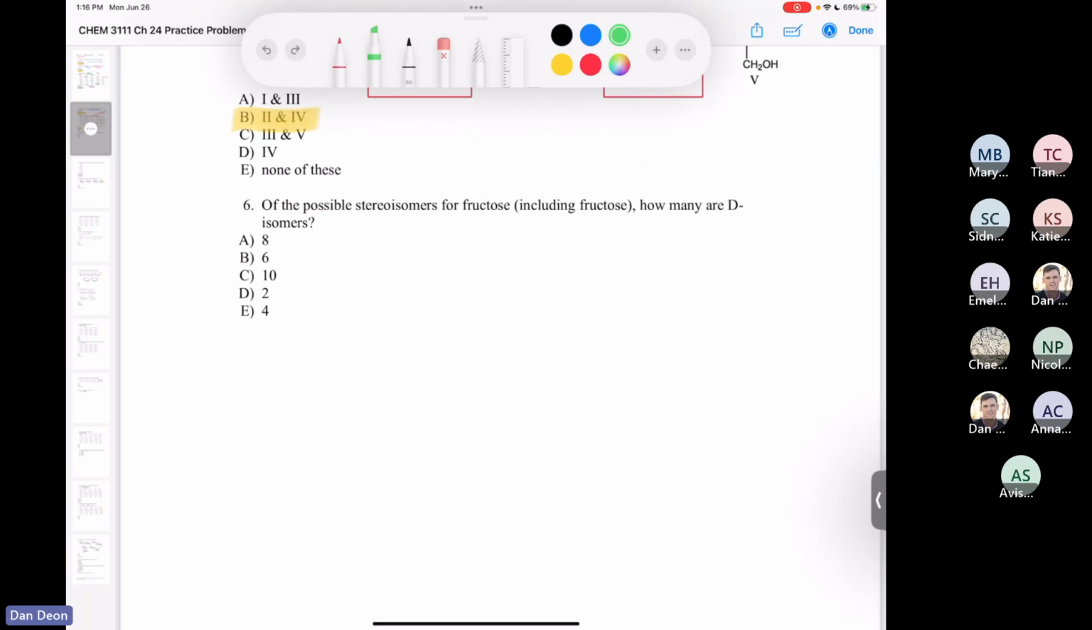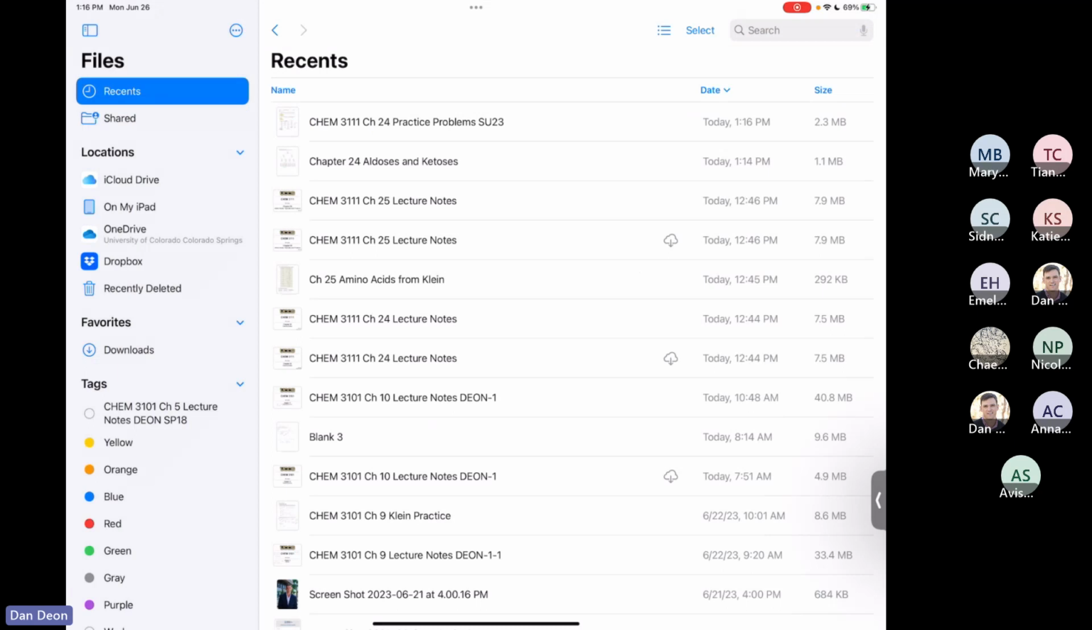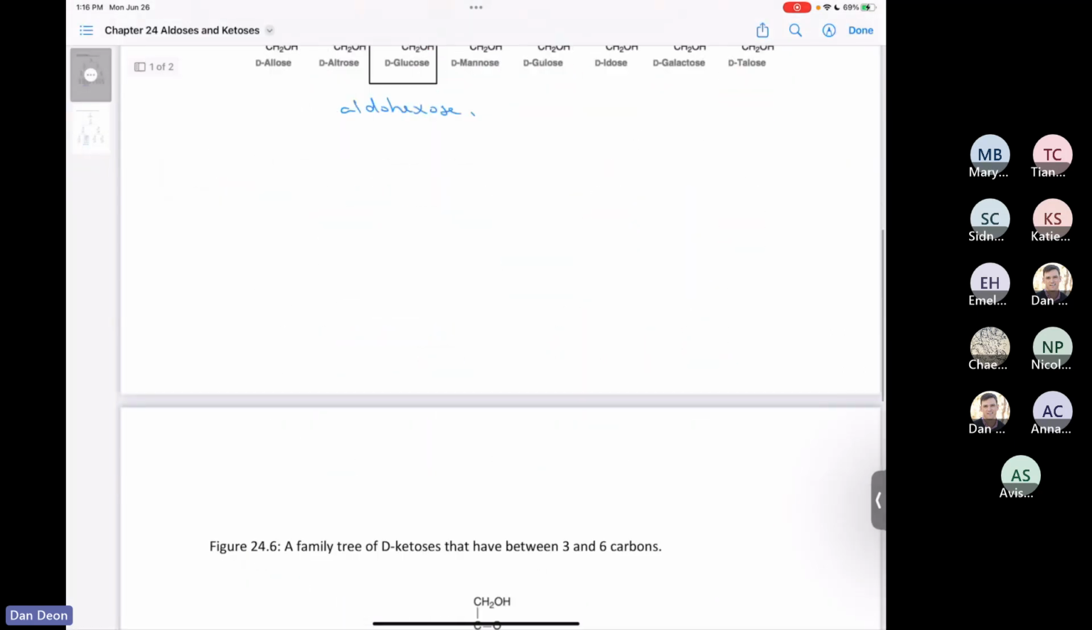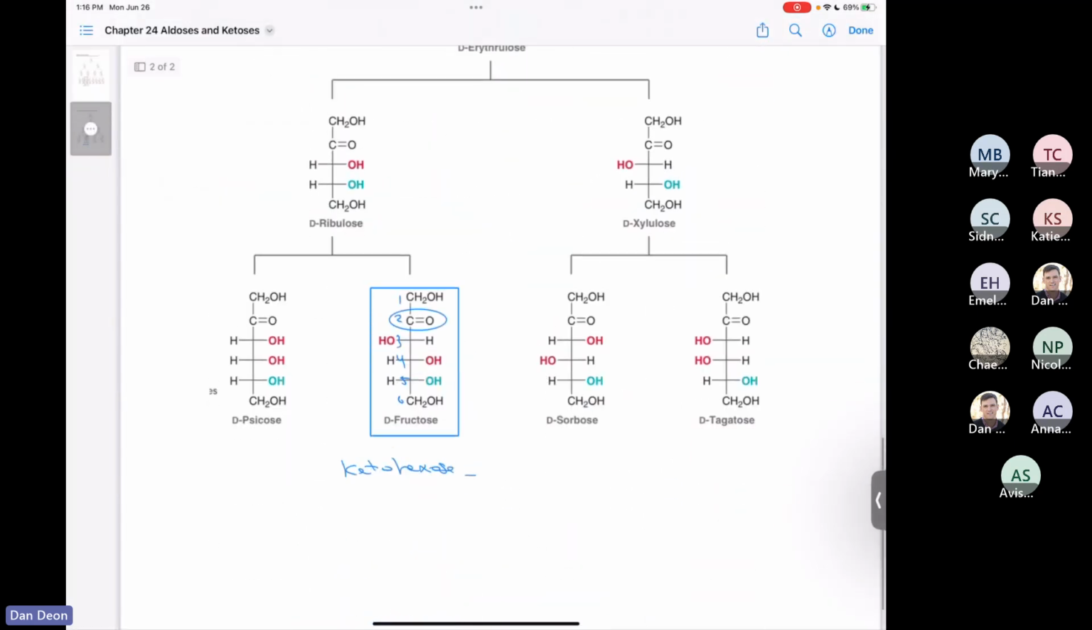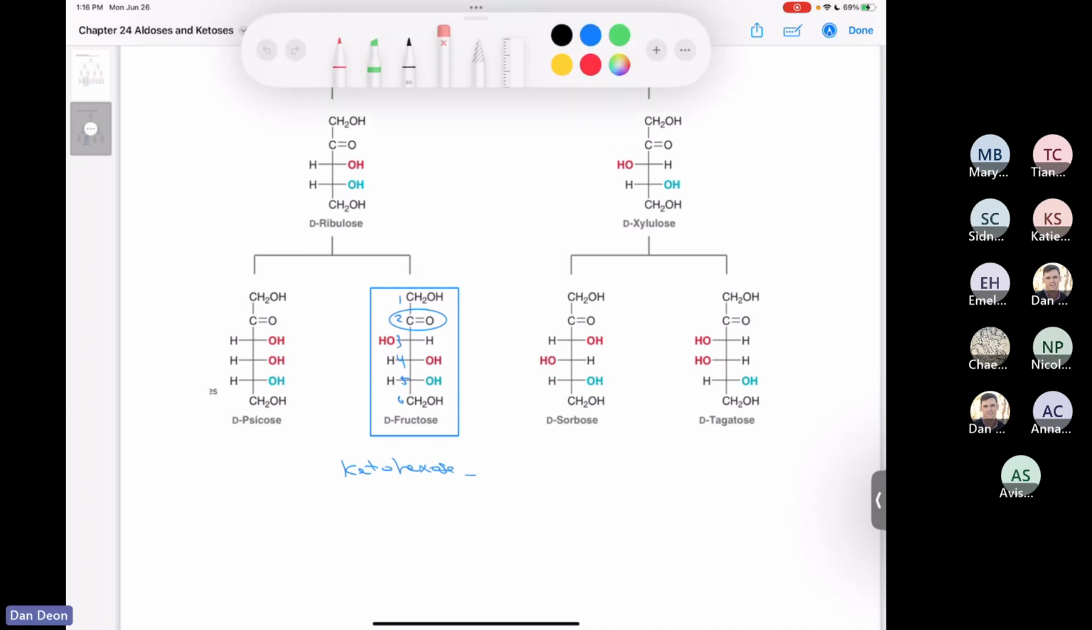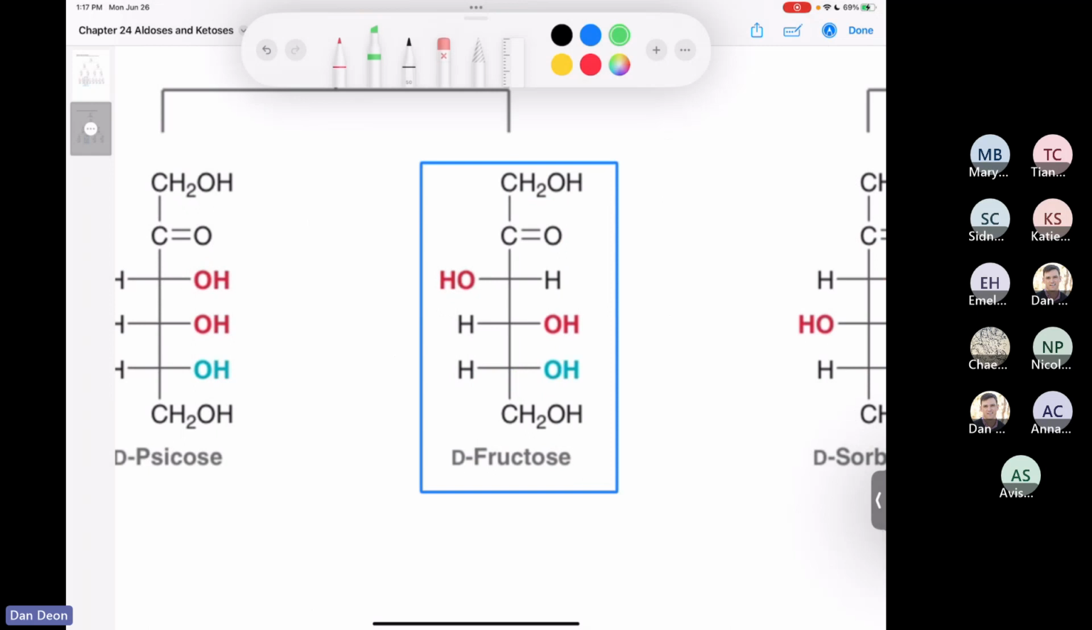All right, number 6. It says, of the possible stereoisomers of fructose, how many are D isomers? So let's take a look here. And if we go over to the family of aldoses and ketoses, we'll find fructose again. So here's D-fructose. So let me just delete some of my spinach that I put here. All right, and so what we're going to do is we're going to count the number of chiral centers that we have in the molecule. And if we look very carefully, you see that we have 1, 2, 3 chiral centers in the molecule.